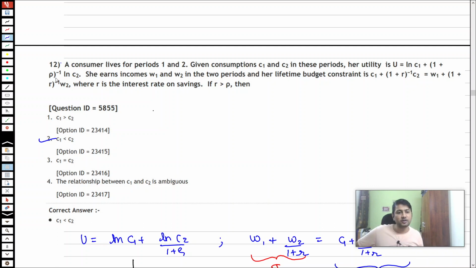Okay, so it's independent of when you are earning and how much you are earning, irrespective of all that.